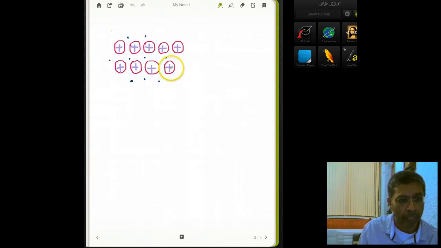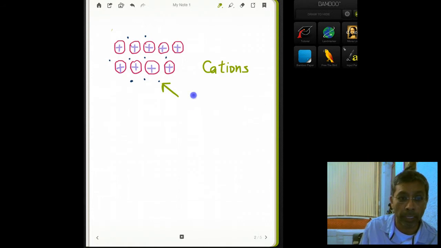These positive metal ions are called cations, and these electrons here are called the delocalized electrons. Delocalized, they are not local to any atom and they can travel about within the structure. They can jump on one atom, jump off it, jump on another atom, etc., or they can just float around the whole structure, continuously going around in the metal.